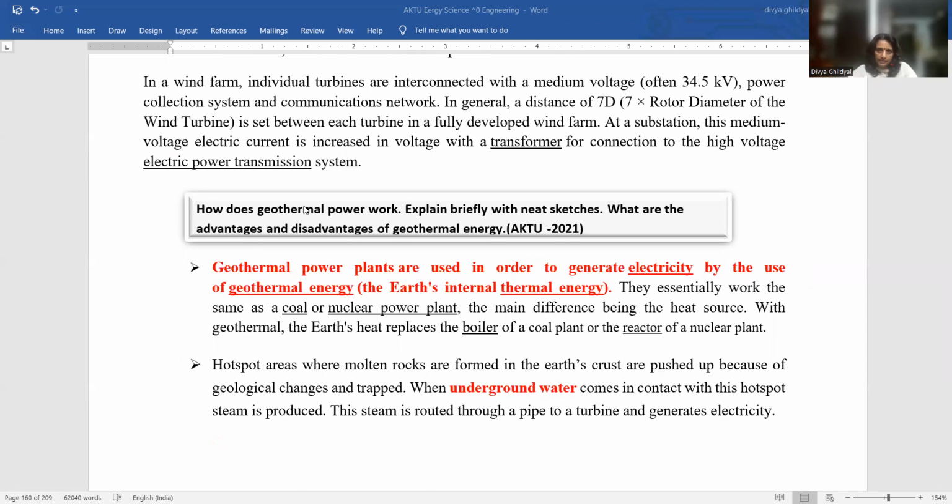Geothermal: geography, thermal, thermodynamics or thermal physics. That means that heat from the internal energy of the earth's surface can also be used to generate electricity. And they work on the principle like a coal or nuclear power plant, and it is geothermal energy which is being utilized here to run the turbine and convert it into electricity.